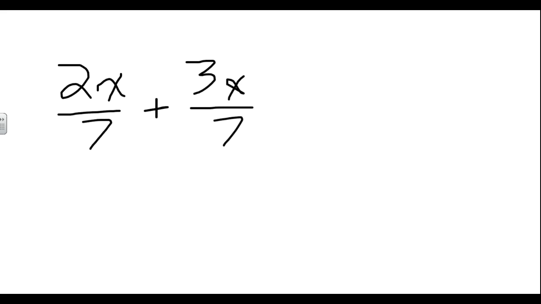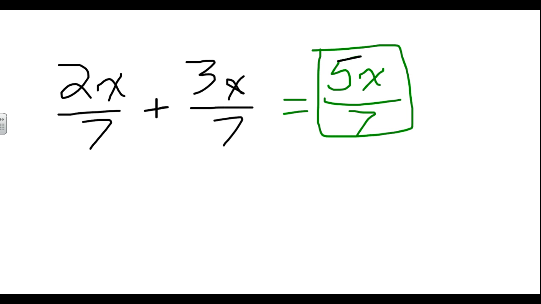We have 2x over 7 plus 3x over 7. Now if we followed that same process that we had with fractions that didn't have variables, we would just add the numerators. 2x plus 3x is 5x, and then the denominator stays the same. So our old process should give us an answer of 5x over 7.